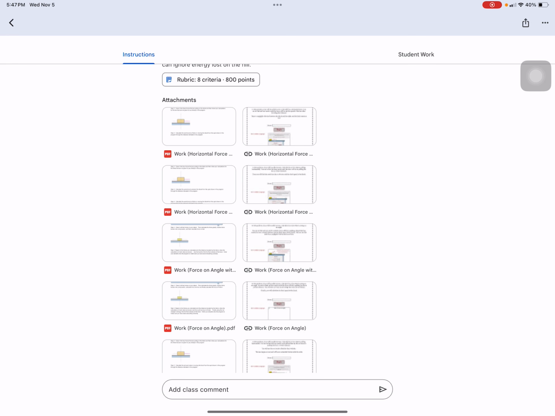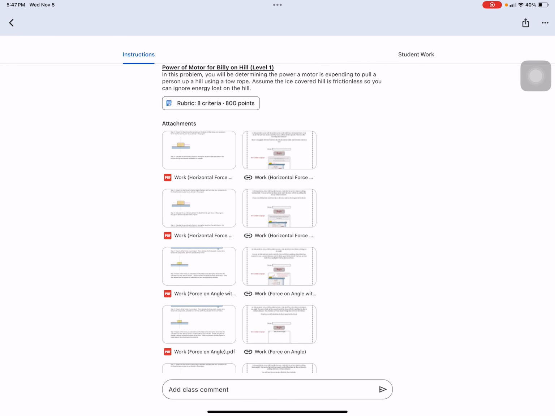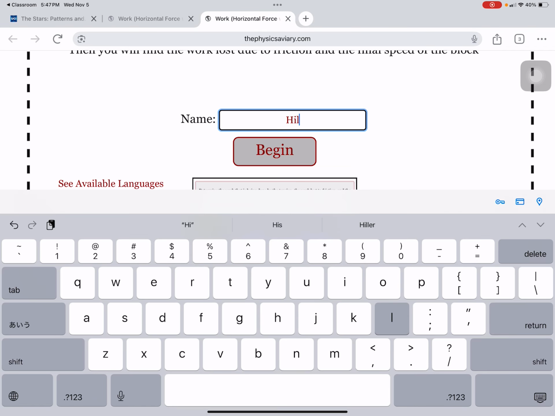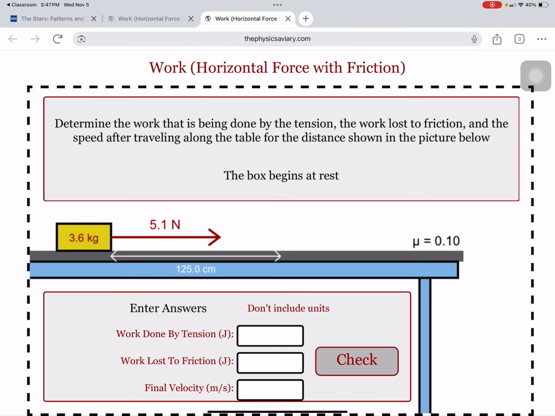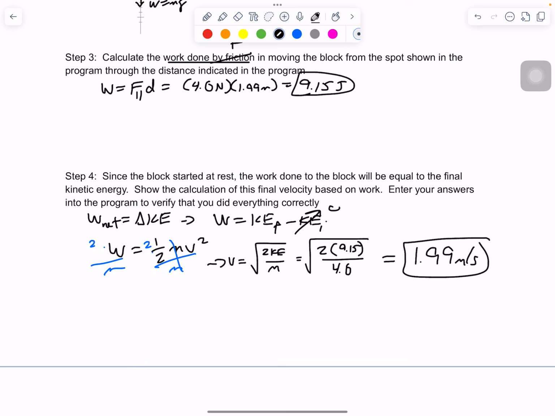Now, question 2 is a similar problem, but this time you're going to be dealing with friction in the problem. So you're going to be given the coefficient of friction. We're going to find the work done by tension, which in my case is 5.1 newtons. We're going to find the work lost by friction. Now, technically, the work done by friction is a negative value. Do not enter in negative values for energy, okay? Enter in the absolute value. We're given the distance, and we're given the mu. So record everything you're given.